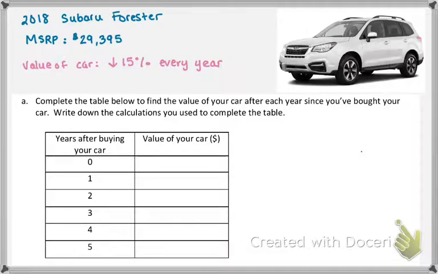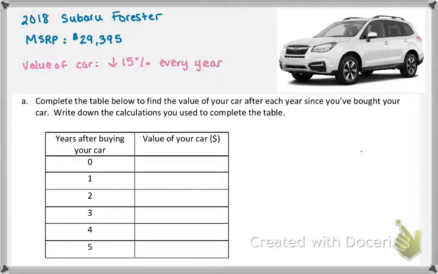Hey guys, so for your dream car activity, you're going to go online and find your dream car, whatever it may be, and you're going to look for its price. MSRP is the manufacturer suggested retail price. That would be the price that you would record down for your dream car. And then you're going to go through the activity.